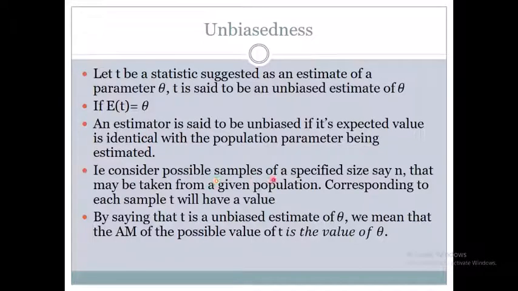Consider the possible samples of specified size n that may be taken from a population. Corresponding to each sample you will have a value of T. By saying that T is an unbiased estimate of theta, we mean that the arithmetic mean of the possible values of T is the value of the parameter theta, which is something associated with your population. That is all about unbiasedness, the first property.